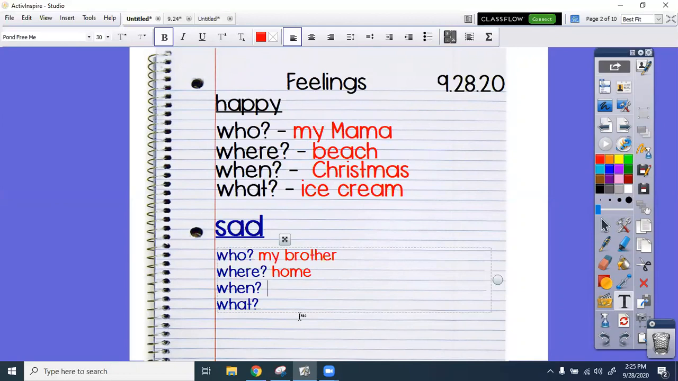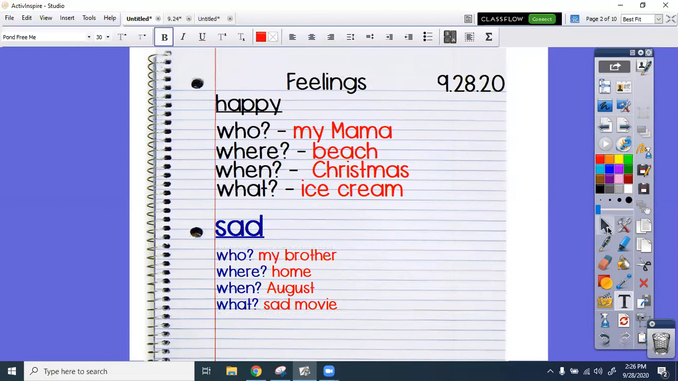When have I been sad? I was sad in August when school didn't start like it normally does. That made me sad. It was different. COVID had made everything different, and that made me sad. And what's something that's made me sad? Oh, my goodness, a sad movie. If I watch a movie that has something sad in it, I get super, super sad. So a sad movie will definitely make me sad.